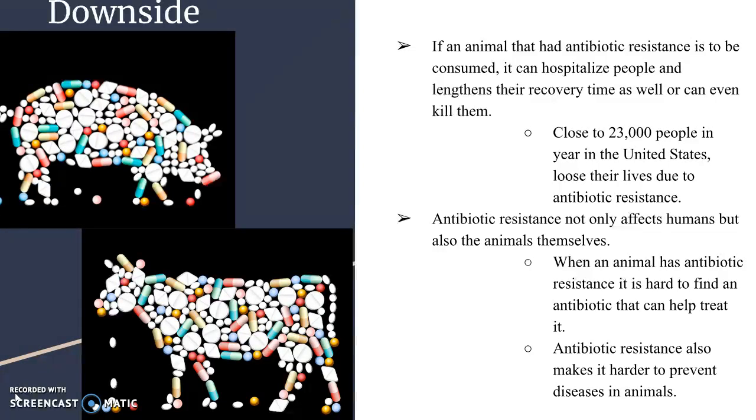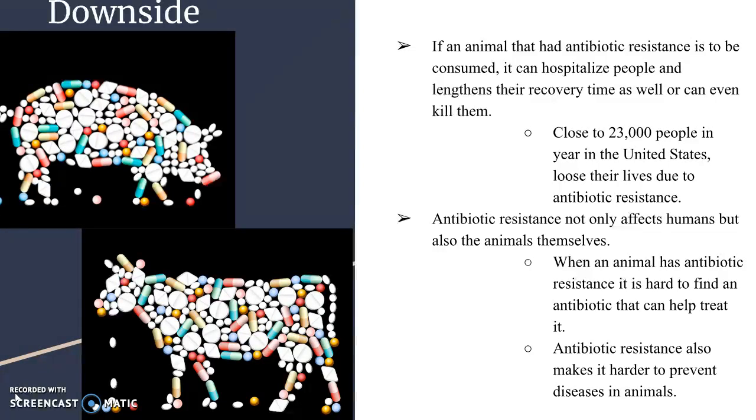Although it does not seem like a lot, as time goes by, it is only getting worse and worse. As more antibiotic use continues to grow, it is predicted that in the next 3 decades, antibiotic resistance will not only kill a couple thousand people, but close to 10 million each year. Antibiotic resistance not only affects humans, but also the animals themselves.